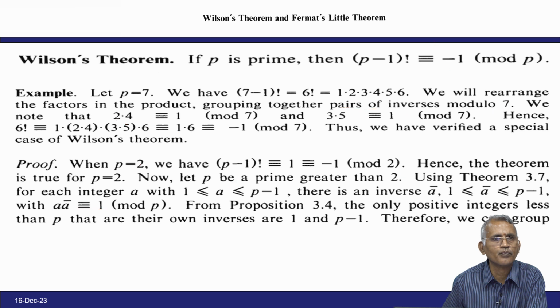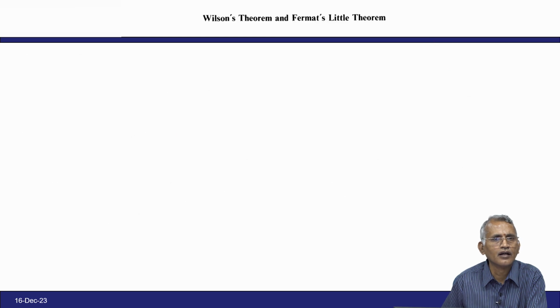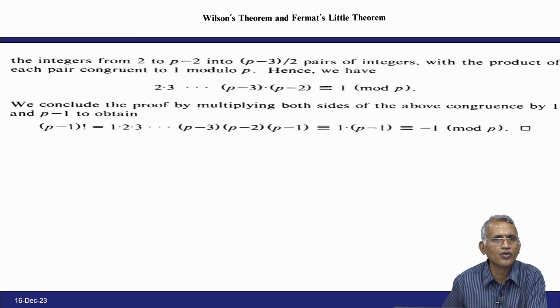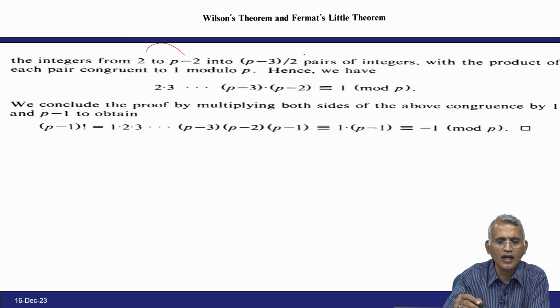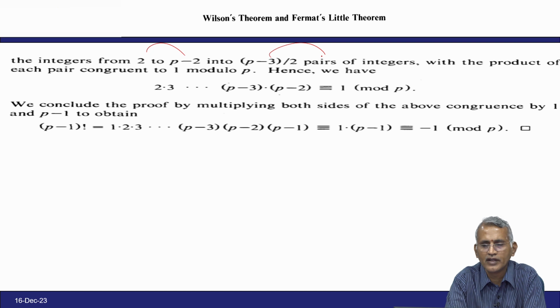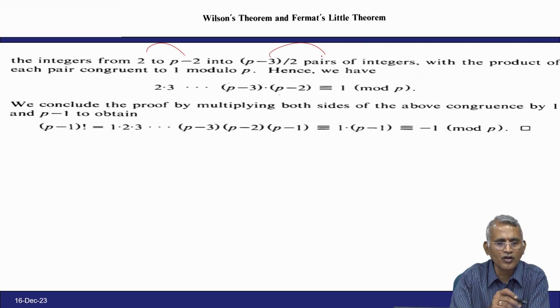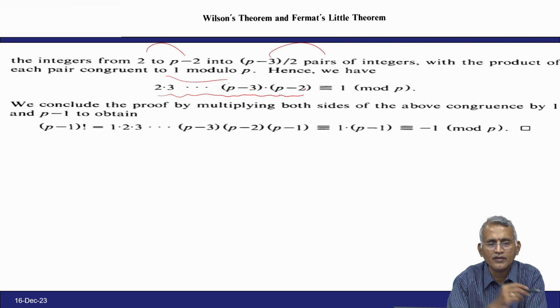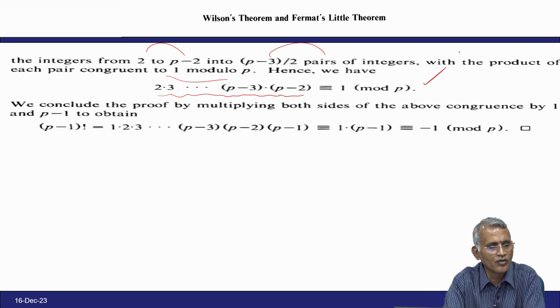Therefore, we can group the integers from 2 to p minus 2 into (p minus 3)/2 pairs. Therefore, the product of each pair is congruent to 1 modulo p. Hence, we have 2 into 3 into 4 and so on up to p minus 3 into p minus 2, which is congruent to 1 modulo p.